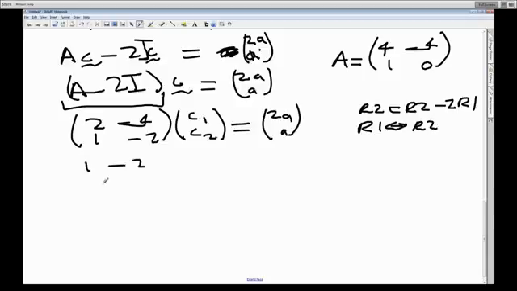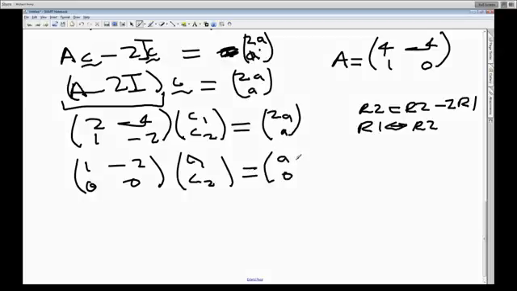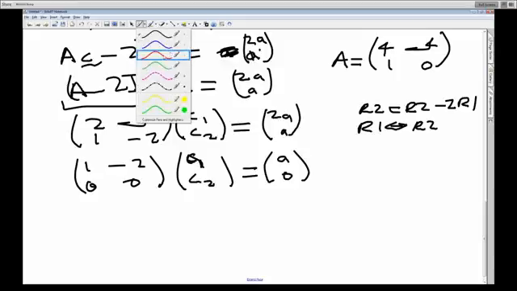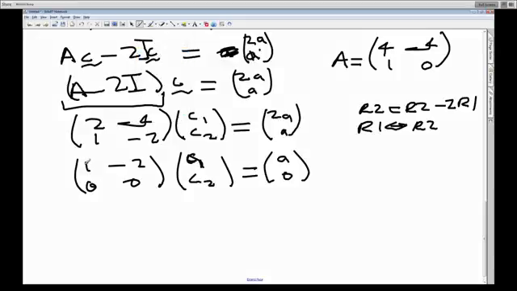So it'd be 1, minus 2, 0, 0, times C1, C2, is equal to A, 0. So after doing some row operations, that's reduced echelon form. And when it's in reduced echelon form, we can just read off the answer, essentially. Depending on how good you are at reading off, which depends on your practice, you can read off quickly what I'm doing here.